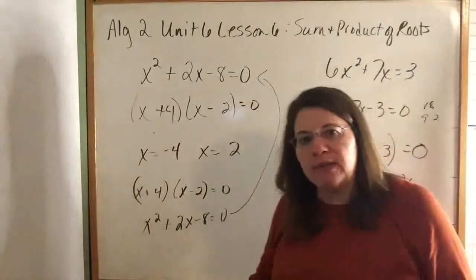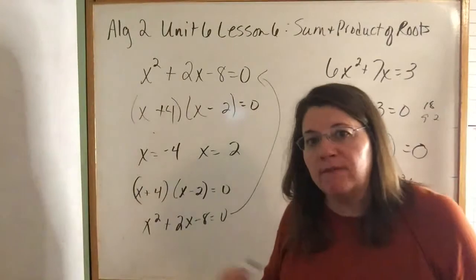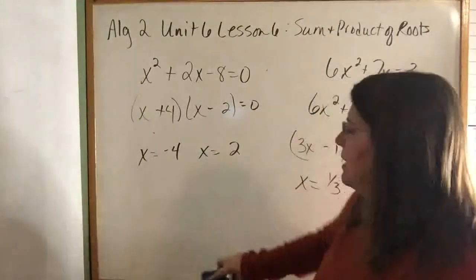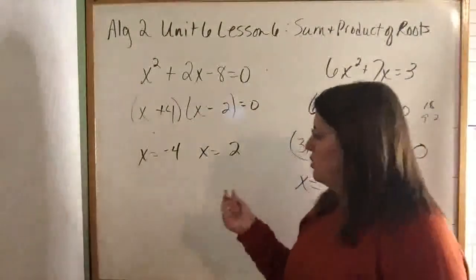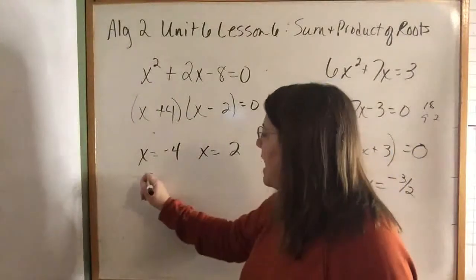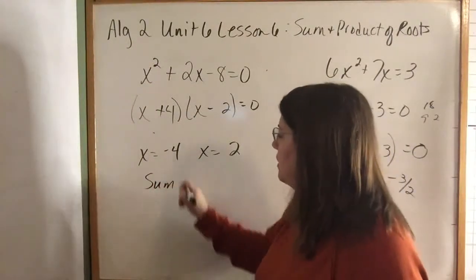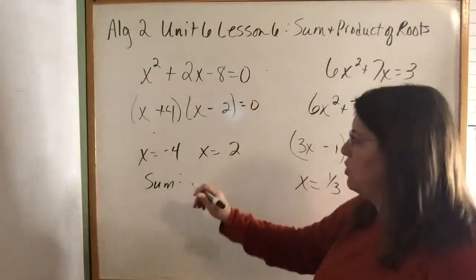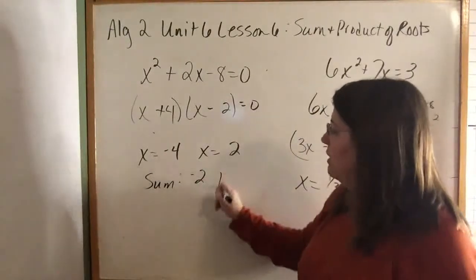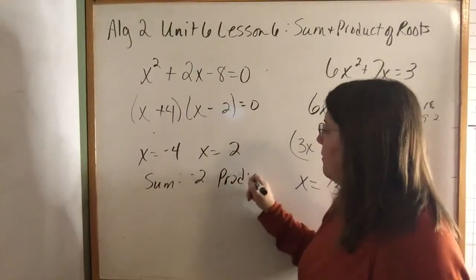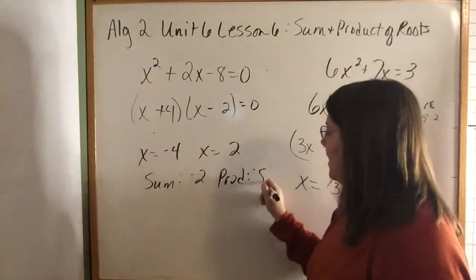And what I want to do is look at the sum and the product of those two roots. So I'm going to erase this. If I take those roots and ask what is the sum of those roots, well, if you add those together, you get -2. And what is the product of the roots? Well, if I multiply those together, I get -8.